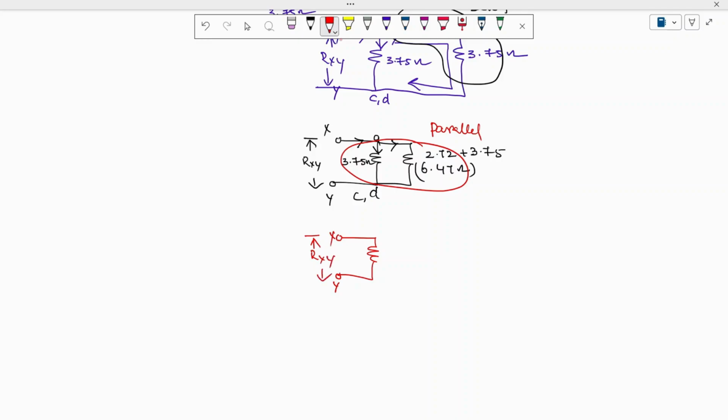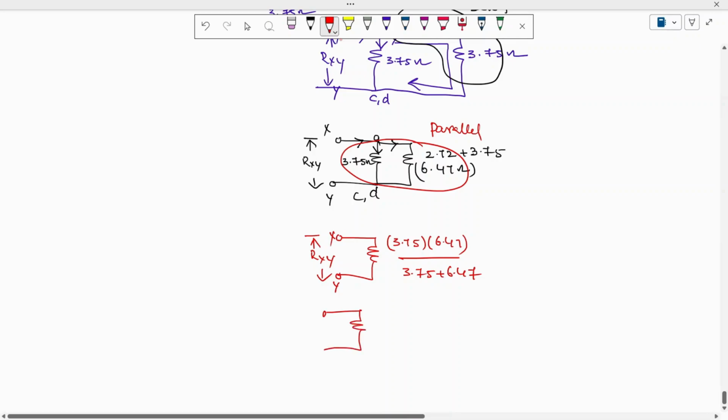Okay, so then this value is 3.75 multiplied with 6.47 divided by 3.75 plus 6.47. So product of resistance by sum of resistance. Then the value of Rxy after solving, if you solve it, then you are going to get it as 2.374 ohms is the Rxy between the terminals X and Y.